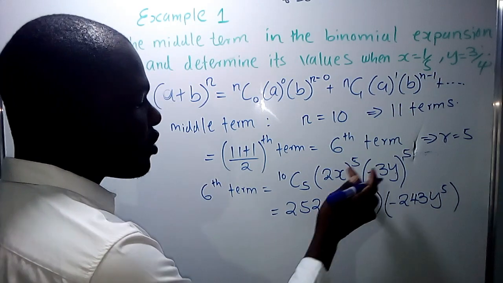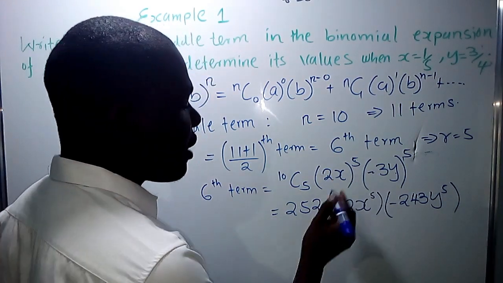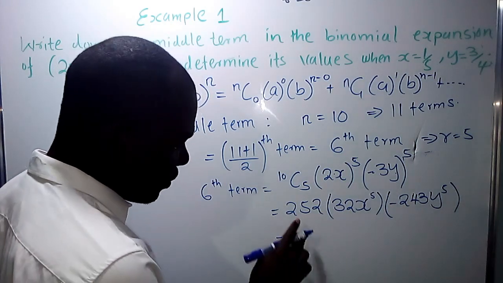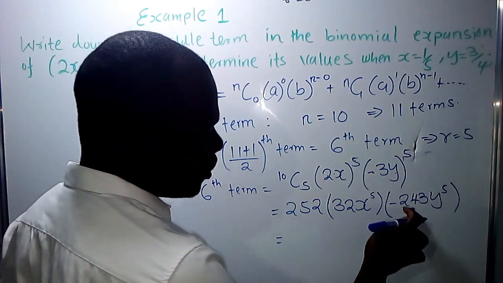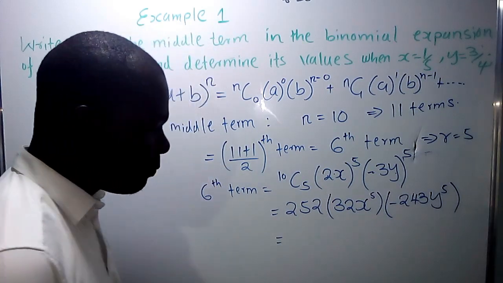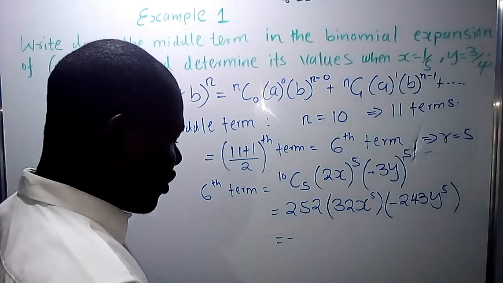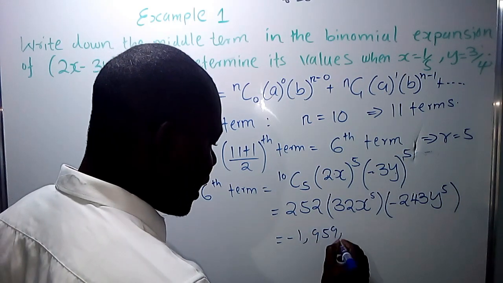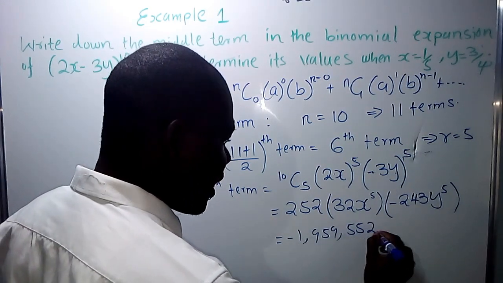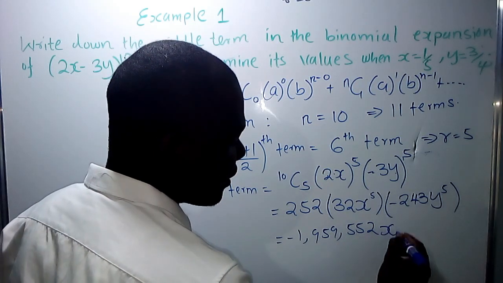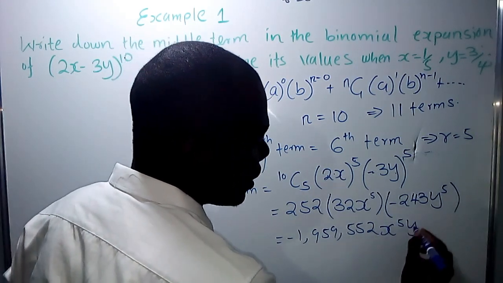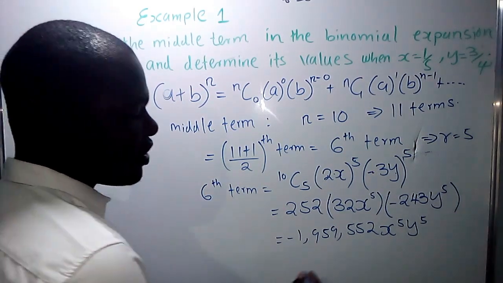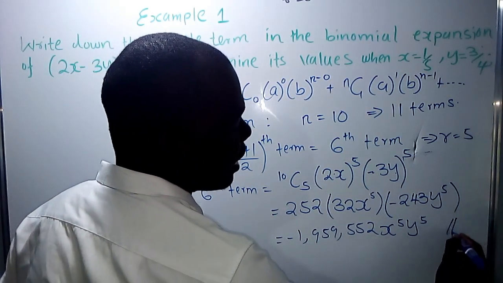By the laws of indices, the power outside multiplies all the powers inside, since there is a multiplication sign there, not division. If you work this out, 252 times 32 times negative 243, you'll get negative 1,959,552. Then x is raised to power 5, y is raised to power 5. So that is the 6th term.